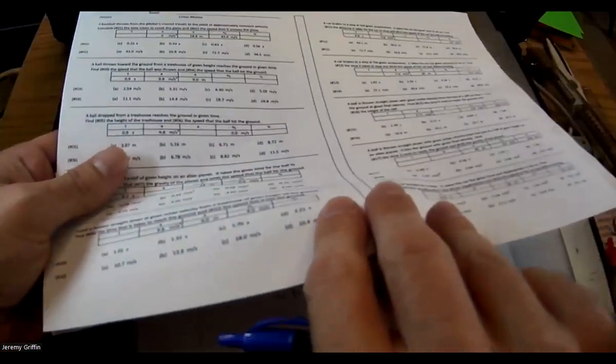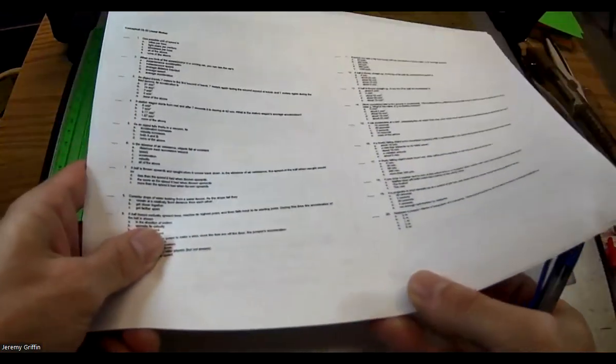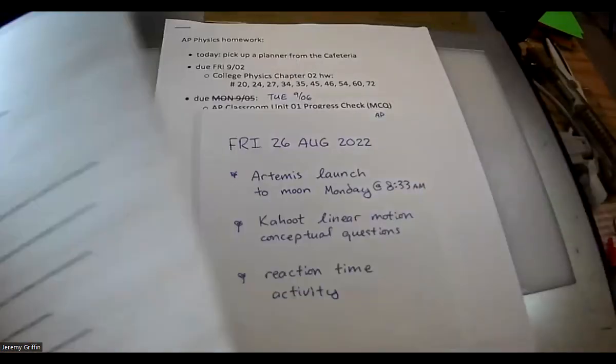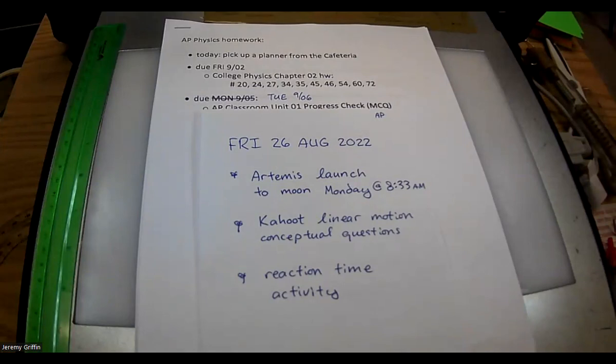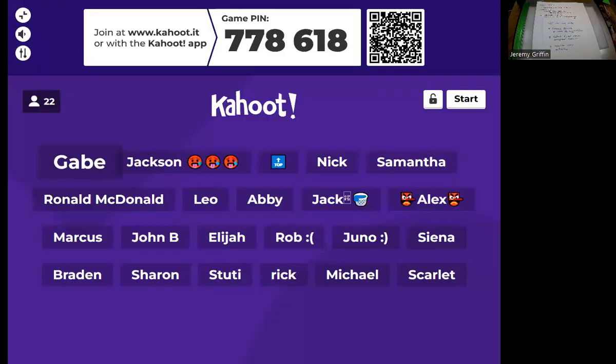Now, on the back of this page are 20 conceptual questions, and we are about to do a Kahoot on those questions. If you wanted to follow along and circle the right answers, this is not a page you're going to pick up from you guys, but it might help you out. If you have a really good core understanding of how linear motion works, then I think you will do quite fine on these conceptual questions.